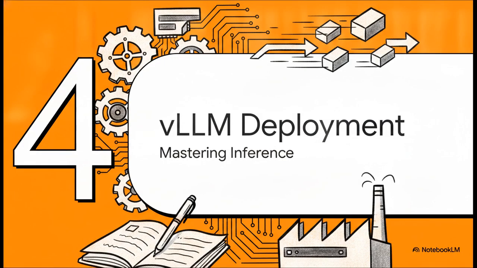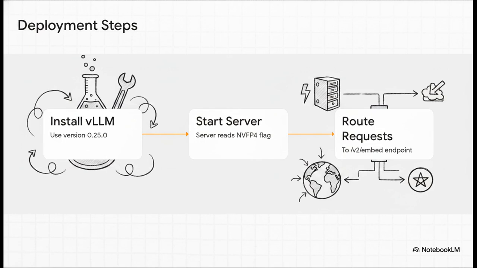Section 4. Mastering vLLM Deployment. If you're actively building a global Q&A app right now, this setup flow is going to save you hours of debugging. Step 1. You absolutely must use the explicitly tested vLLM version 25.0. Older versions have known issues with this NVFP4 family, so making sure you have version parity is super crucial.